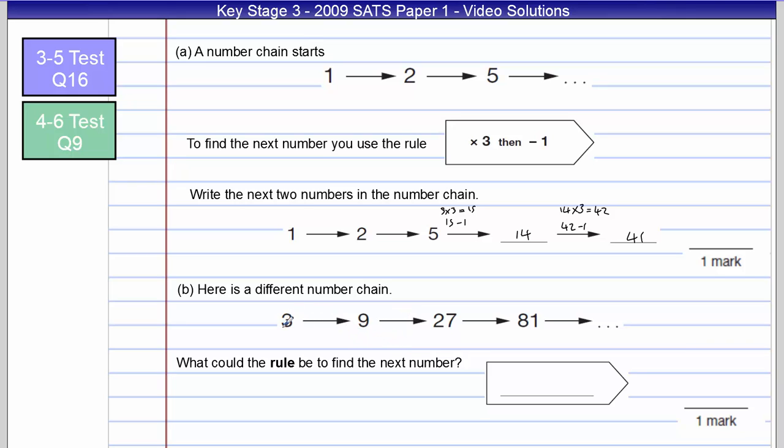So we'd say, right, what do we need to times 3 by to get 9? Well, that's times 3. 9 to get 27, well that's times 3. And if you checked using grid multiplication, 27 times 3 is 81. So the rule is multiply by 3.